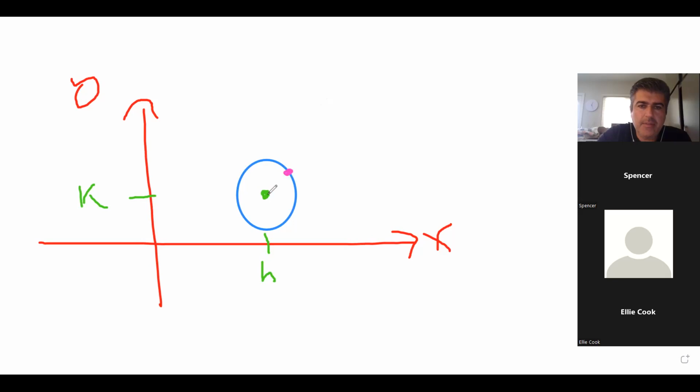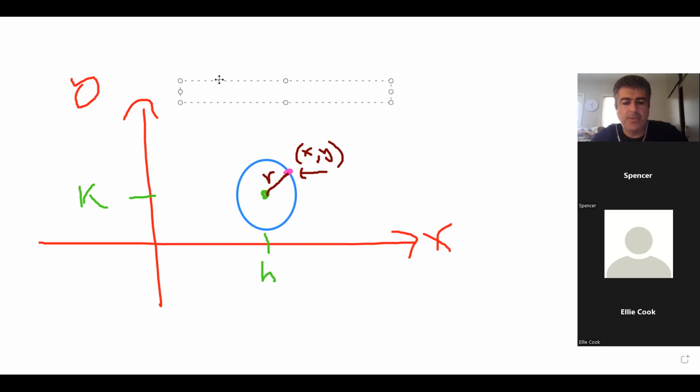And I've got a radius here, call it r. All right. So I've got x, y as this point, and you're going to want to call any point on the circle x, y. The reason why is because we want an equation for the circle in terms of x and y. So remember our goal here. Remember, what was our overarching goal?